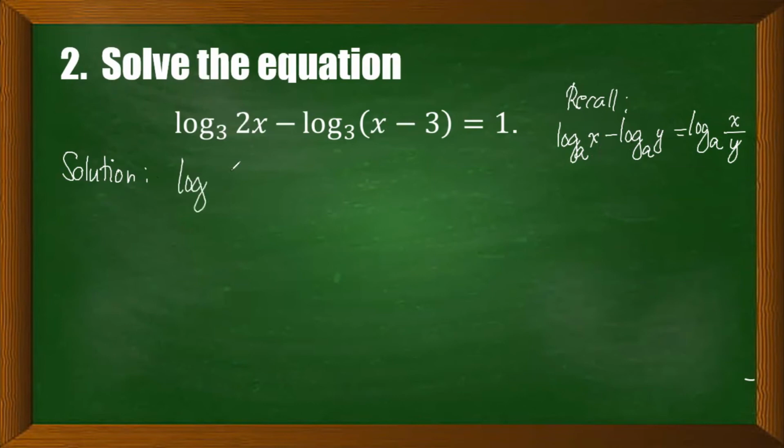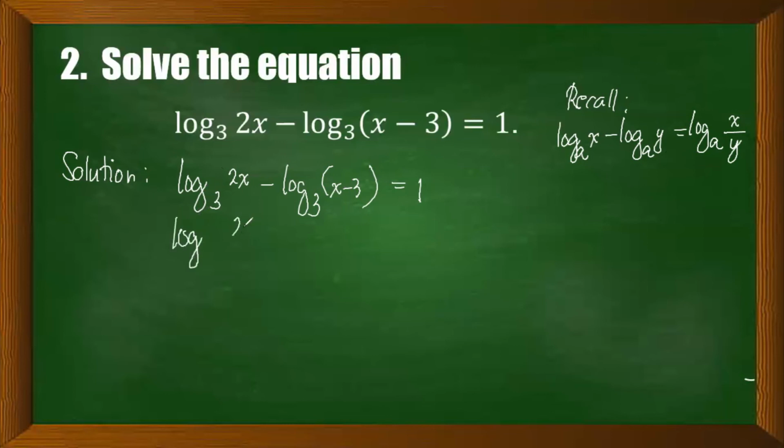So using this formula, we have the given log of 2x to the base of 3 minus log of quantity x minus 3 to the base of 3 is equal to 1. That's the original equation. Using this formula, we have log of 2x over x minus 3 to the base of 3 is equal to 1. Now in exponential form, this is equal to 3 raised to 1 is equal to 2x over x minus 3.